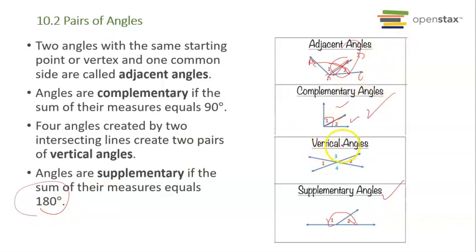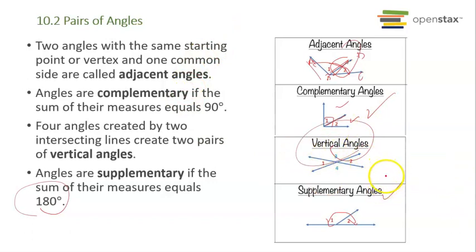Maybe they're not a bunch of rays. Maybe it's two lines that intersected and I have something that looks like this, where I got 4 angles. That's called vertical angles, and the ones that are across from each other, like if you were to fold this in half, are equivalent. So in this picture, 3 and 4 have the same angle measure, and 1 and 2 have the same angle measure. Creates 2 pairs of what's called vertical angles.